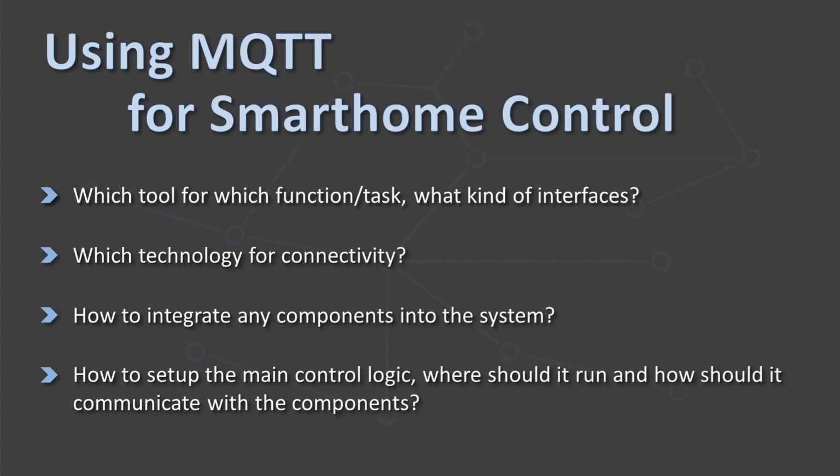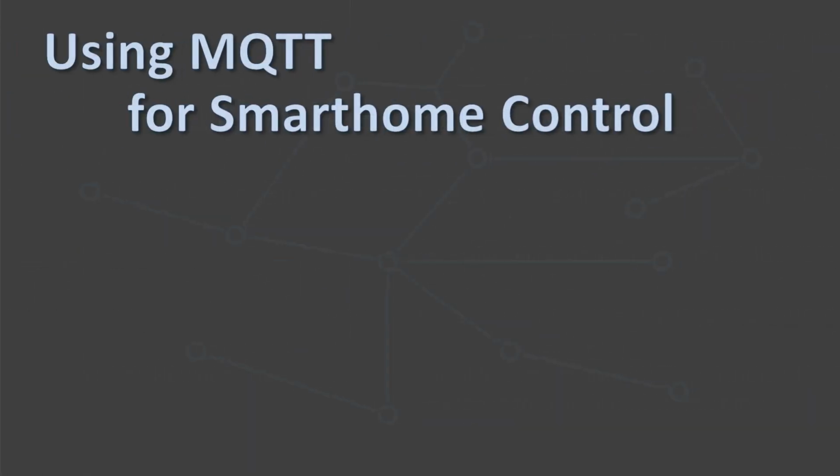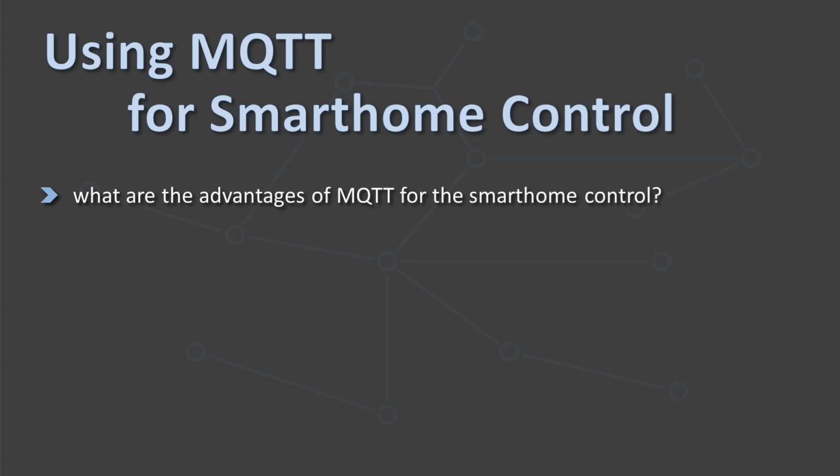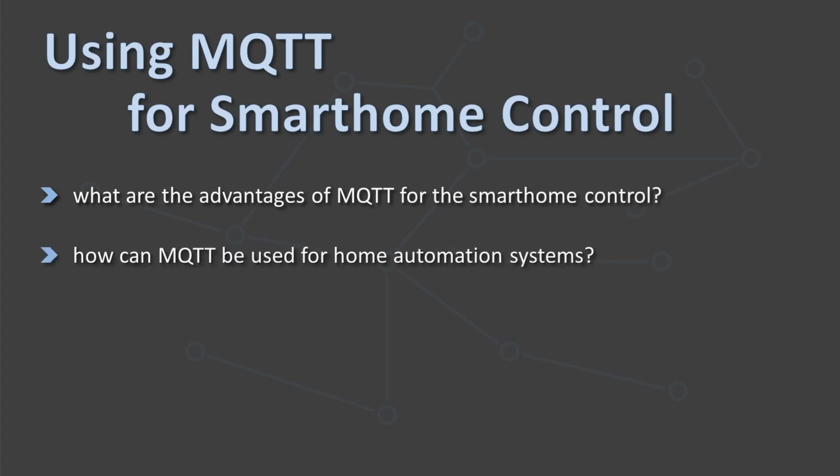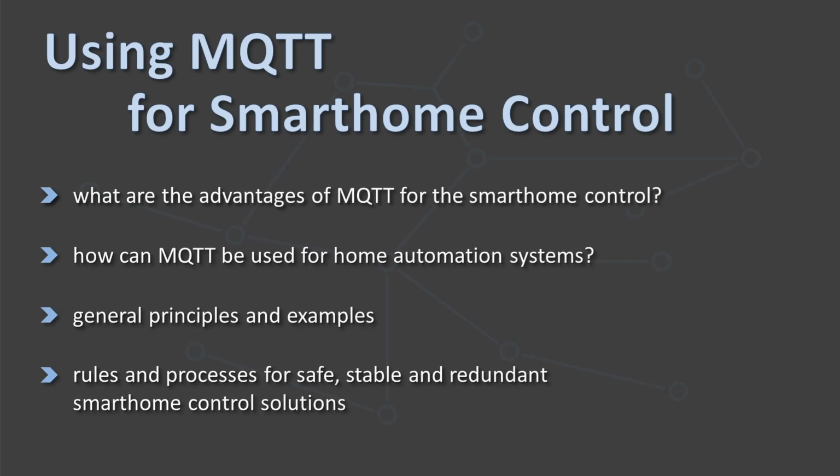Fortunately, there is a shortcut by using MQTT right from the beginning, because MQTT offers exactly that flexibility that everyone needs in every phase of a project for adding or modifying functions, connecting or replacing any type of hardware components. That is why I show here what advantages MQTT offers for the Smarthome Control and how we can use it for our home automation system. I explain the basic principles and show simple examples out of practice. Furthermore, I show some rules and processes that we should follow in order to get safe, stable and redundant Smarthome Control systems, and for which MQTT plays an important role.